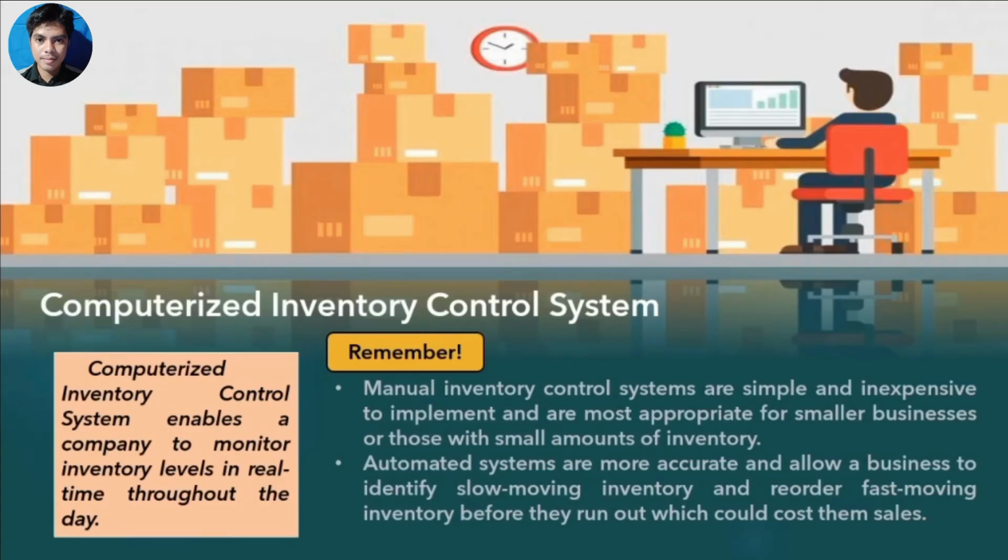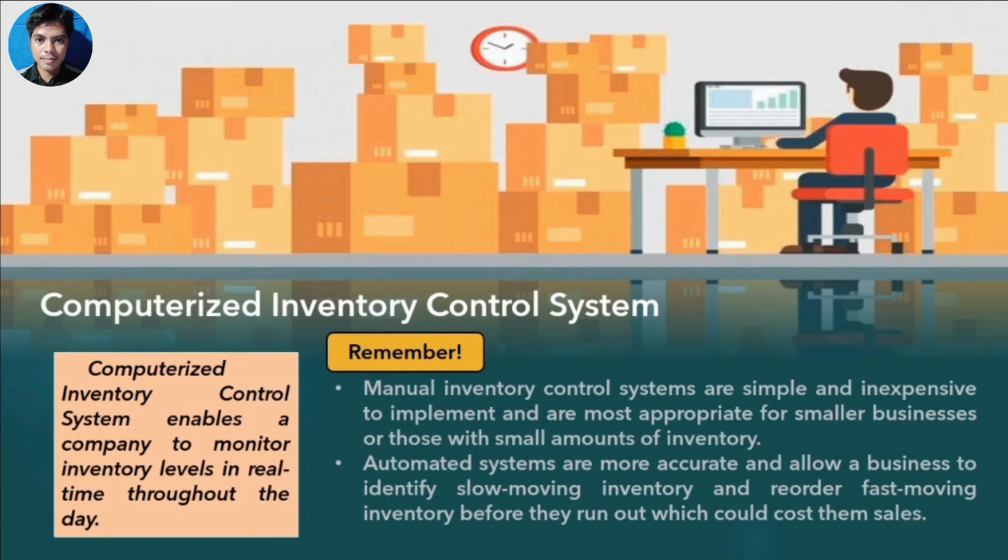Computerized inventory control system enables a company to monitor inventory levels in real time throughout the day. But remember, manual inventory control systems are simple and inexpensive to implement and are most appropriate for smaller businesses or those with a small amount of inventory. Automated systems, though, are more accurate and allow businesses to identify slow-moving inventory and reorder fast-moving inventory before they run out, which could cost them sales.